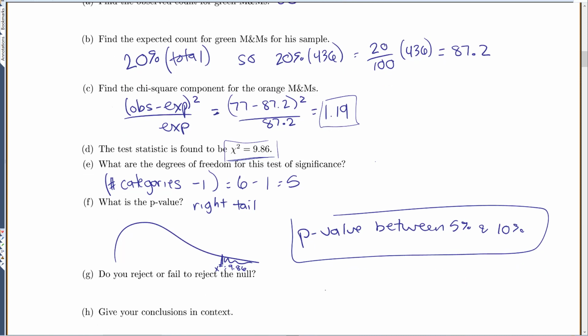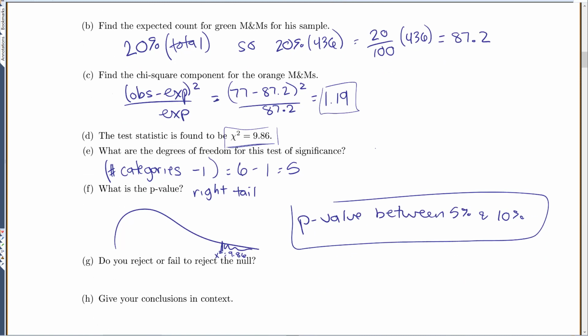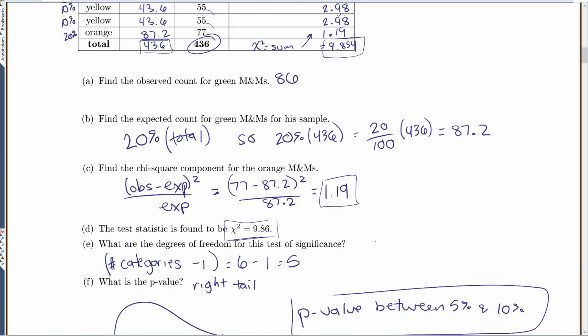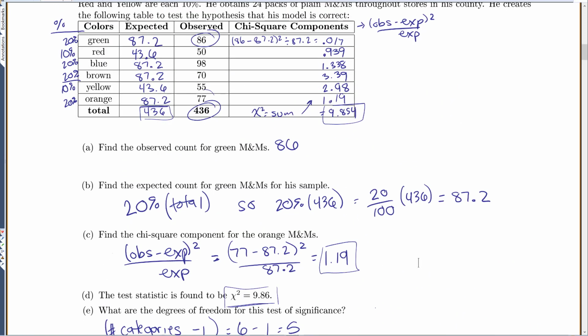Let's see then. Would we reject or fail to reject the null? This is a big p-value, so we will fail to reject the null. And I just realized we were never actually asked for the null and alternative hypotheses. We should probably do that, since the hypotheses are the most important part. And otherwise, how would we know what we're rejecting?